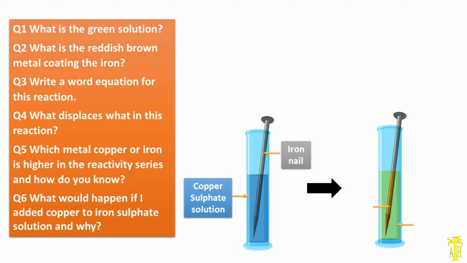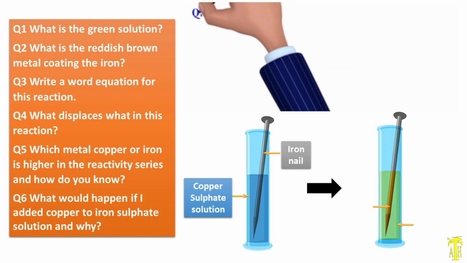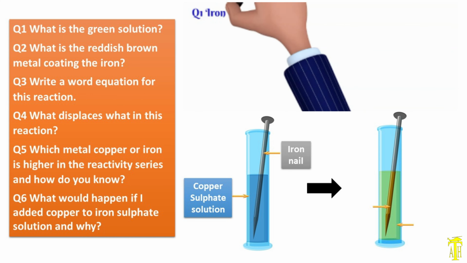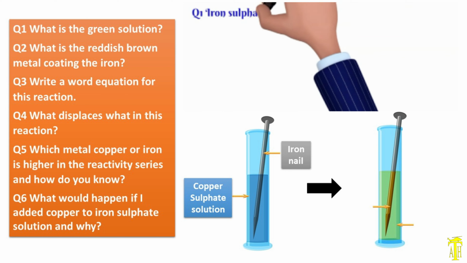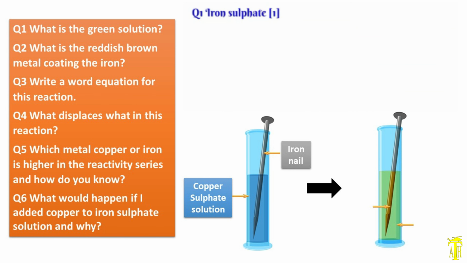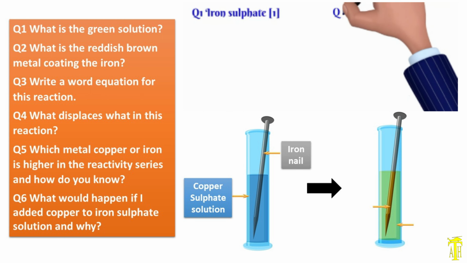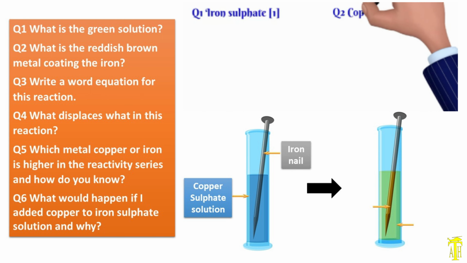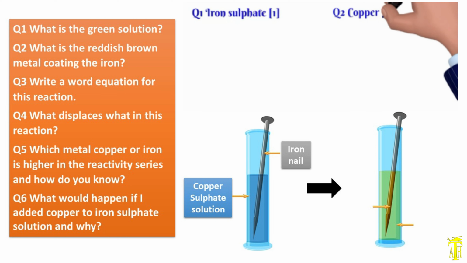So now, having thought through the reaction, let's have a quick look at the questions. So question 1, what is the green solution? Well, that's going to be iron sulfate for 1 mark. Question 2, what is the reddish brown metal coating the iron? Well, that's going to be the copper, so another mark there.